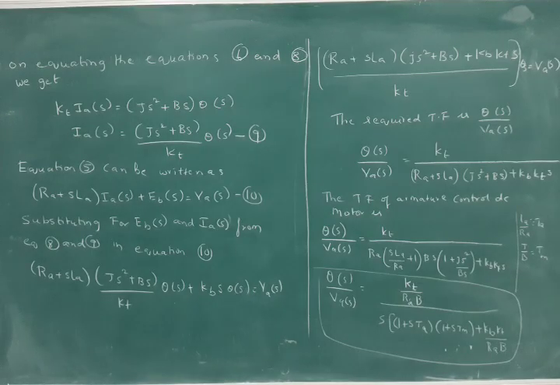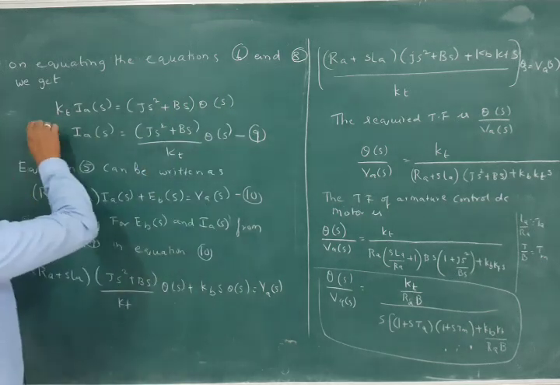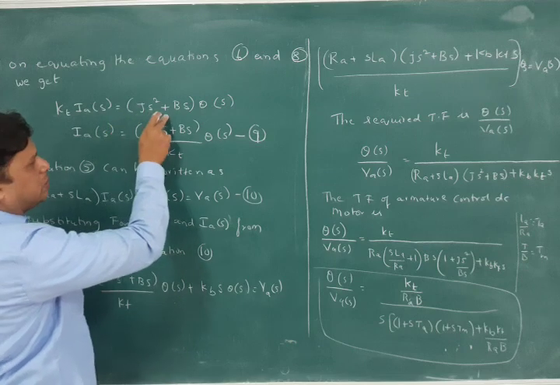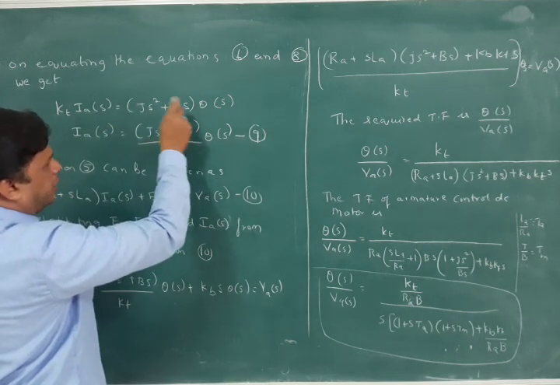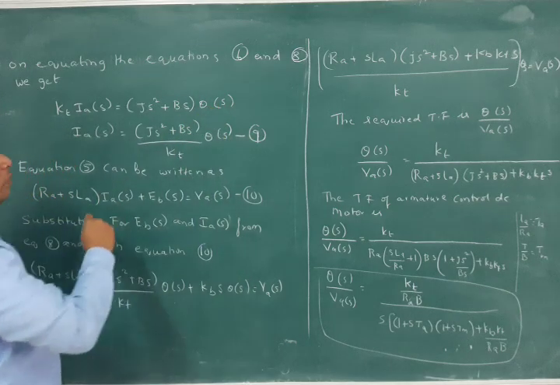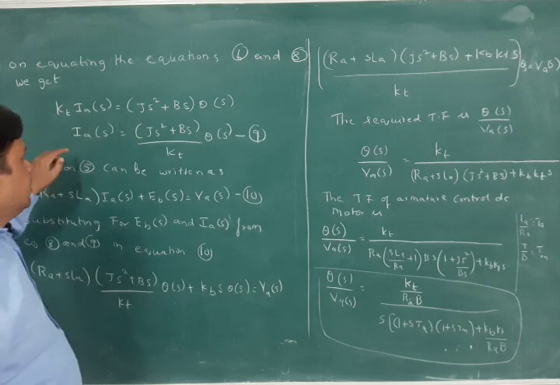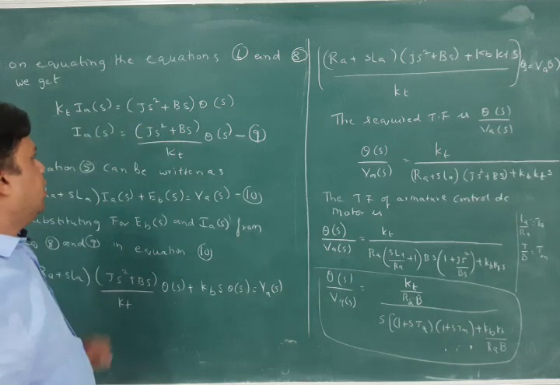As we have proceeded up to now, we will now go for equation 6 and 8. On equating equation number 6 and equation number 8, we get KT into Ia of s is equals to (Js square plus Bs) into theta of s. So by equating these two equations 6 and 8, as already derived, Kt into Ia of s is equals to (Js square plus Bs) into theta of s.